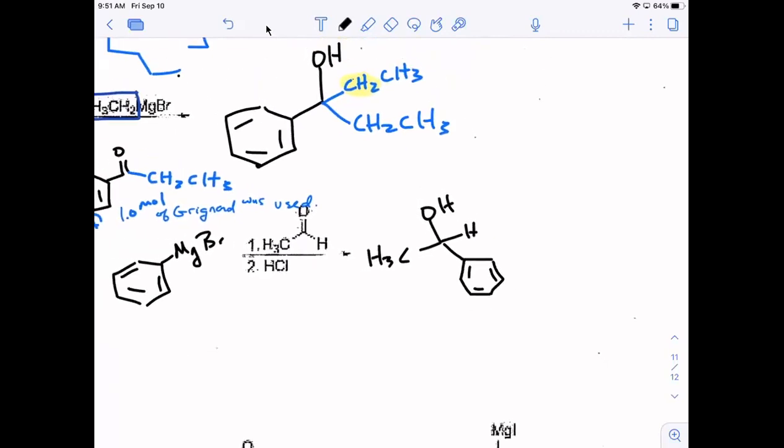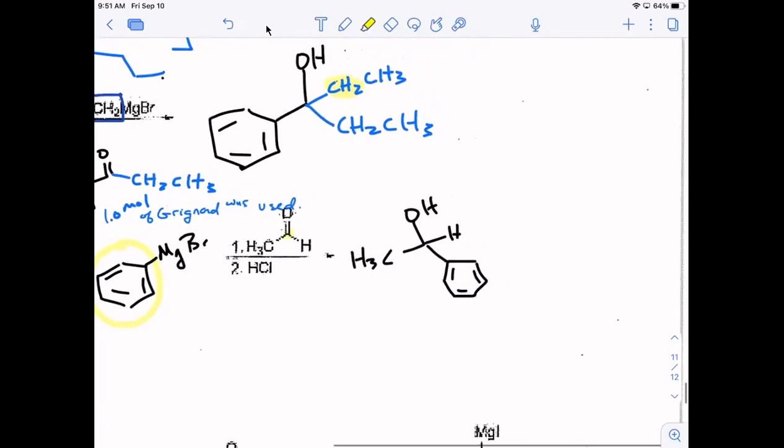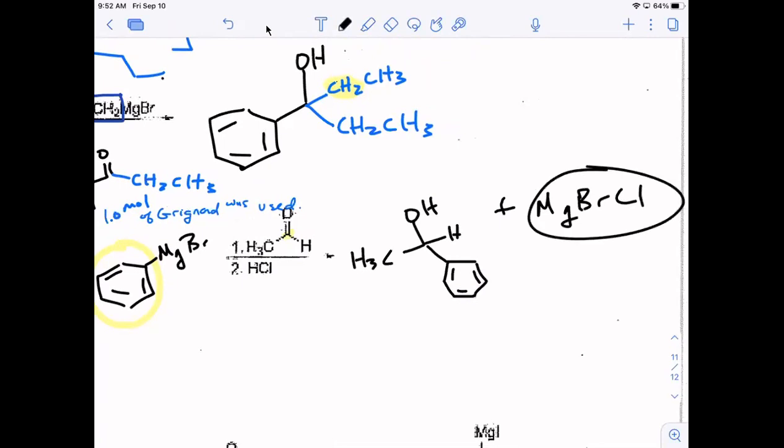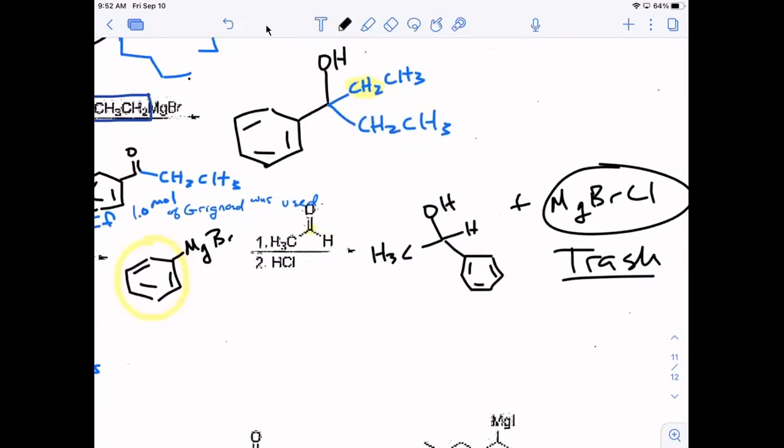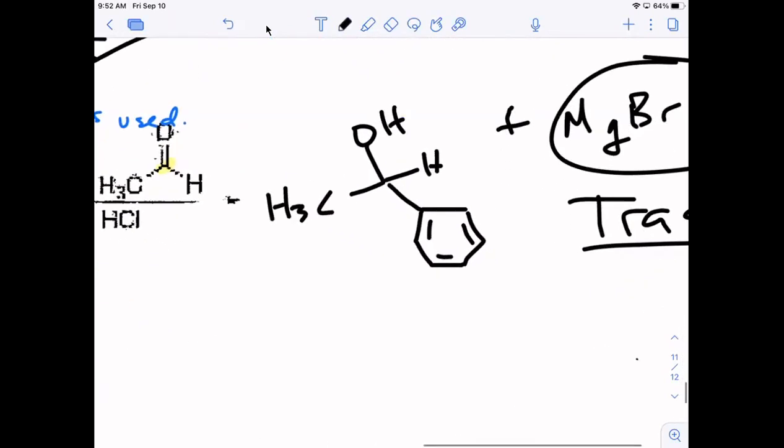Yes. Because this is what I'm adding to it. Am I right? Yes. And I'm adding it right here to that carbonyl carbon. So that plus trash, right? I don't care about that. This is trash, going in the waste. All right. So notice with the aldehyde and a Grignard, I get a secondary alcohol.